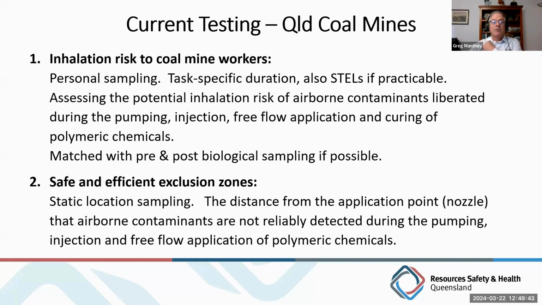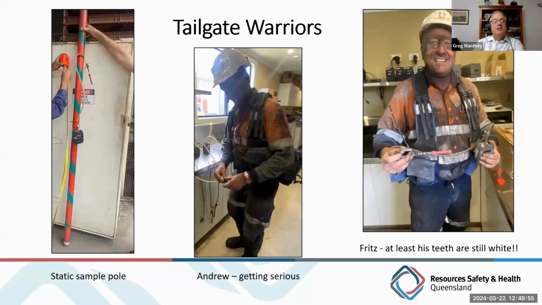So we can get an idea of what distance from the application we were reliably not detecting any contaminants. This is some photos of the tailgate warriors in action. You can see on the left-hand side is the static sampling setup with the sampler set at about 1.5 metres. Andrew Battison unkitting after some work underground, and Fritz just come up again from underground.